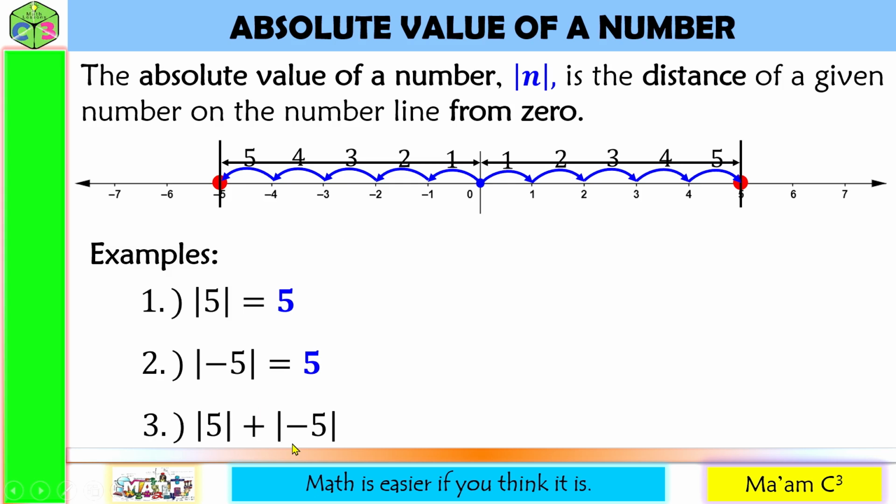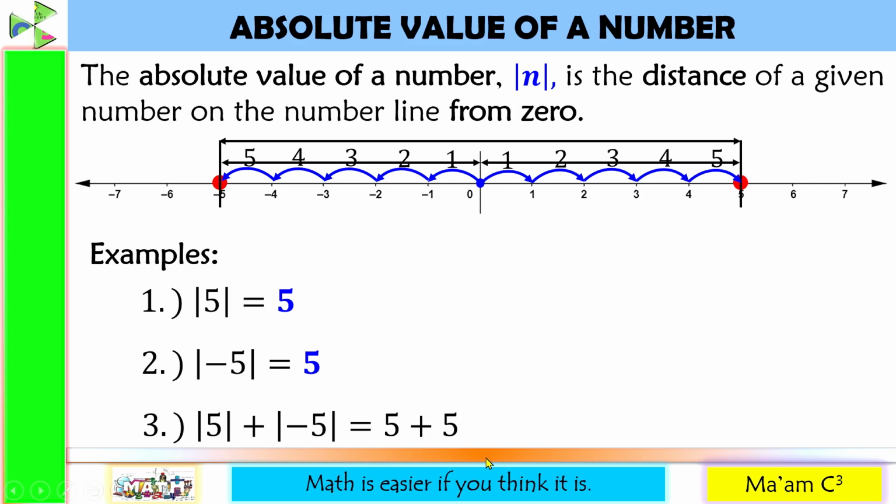Number 3, the absolute value of 5 plus the absolute value of negative 5. This time, we want to know the distance from negative 5 up to positive 5. We already know the answer for these two. The absolute value of 5 is 5 and the absolute value of negative 5 is also 5. 5 plus 5 is equal to 10. So from negative 5 to positive 5 is 10 units.